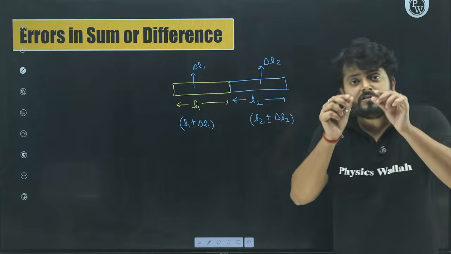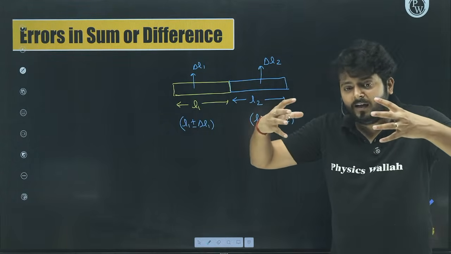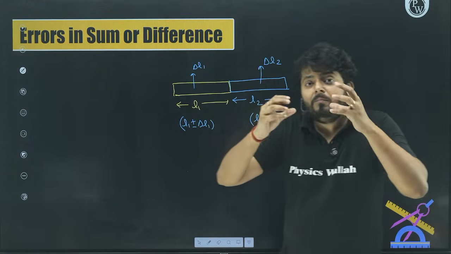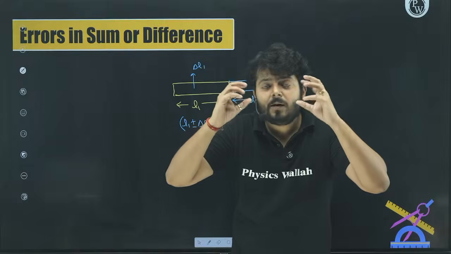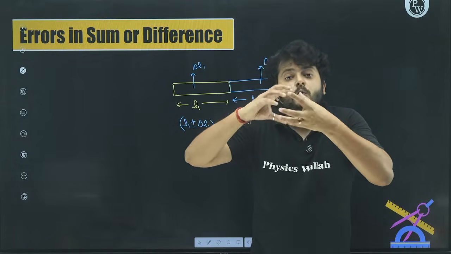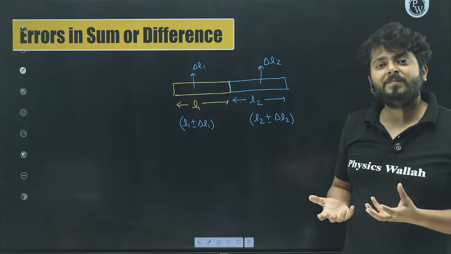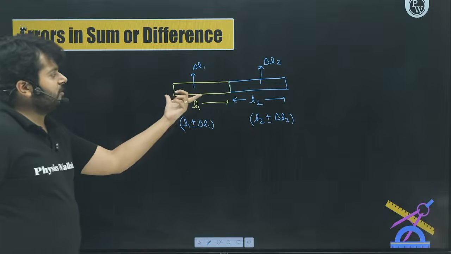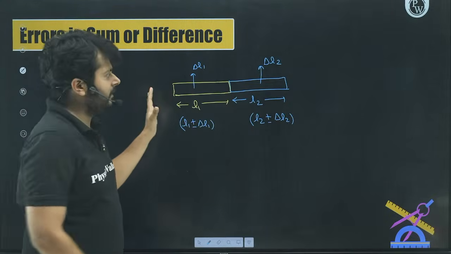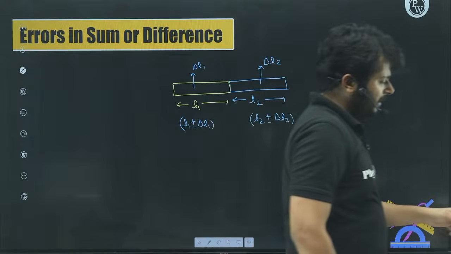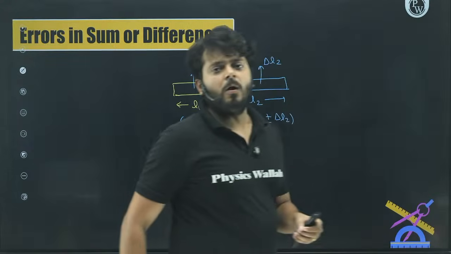There are tiny nuts and bolts, right? And I'm joining all the parts together, right? Now think about it. If I'm not considering the errors, what could be the total possible error, maximum possible error in the combination of these two things, right? What could be the maximum possible error in the combination of these two things?